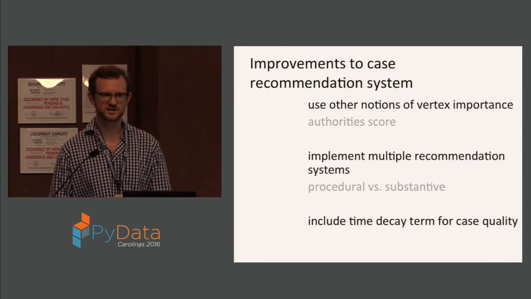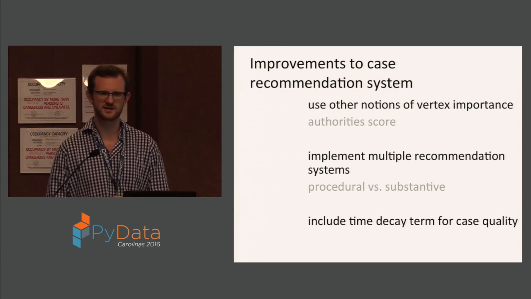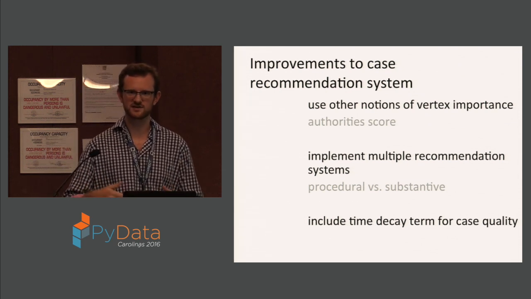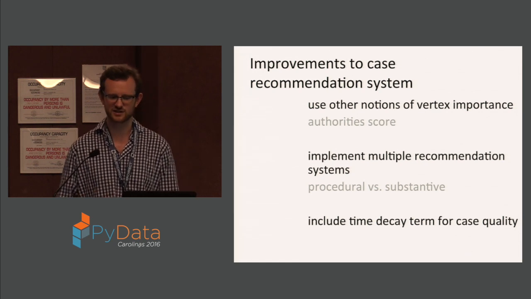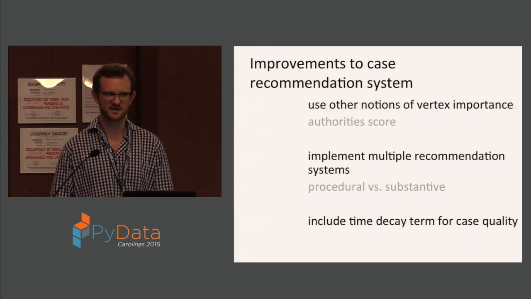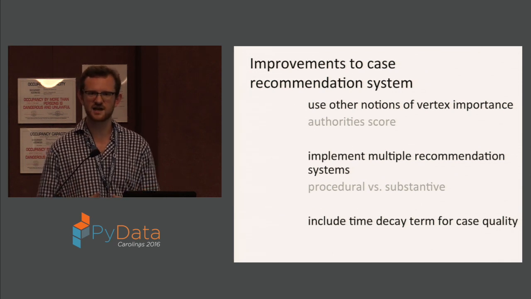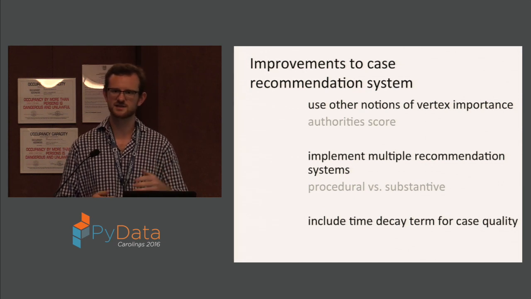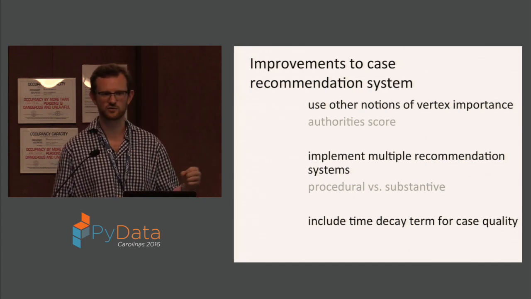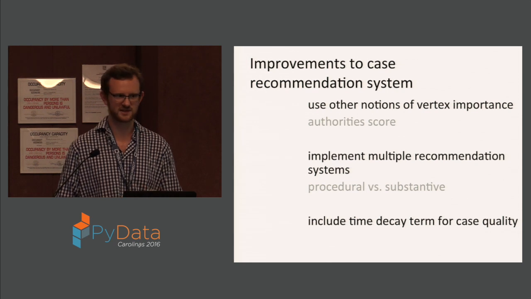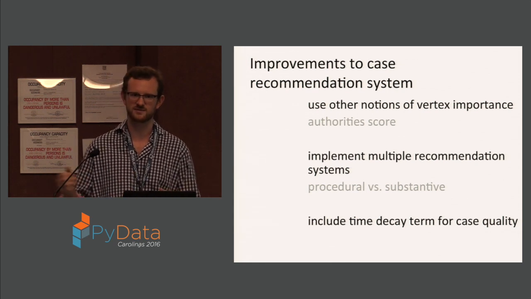You might be thinking to yourselves, well, where's time in all of this? If a case in 1920 received a lot of citations, well, maybe that case is not so important in 2016. Well, it doesn't show up anywhere. And none of the standard measures of vertex importance that you'll read about in a network textbook explicitly get at time decay. Actually, almost all of them will favor older cases just because the longer you've been around, the more time you've had to be cited.